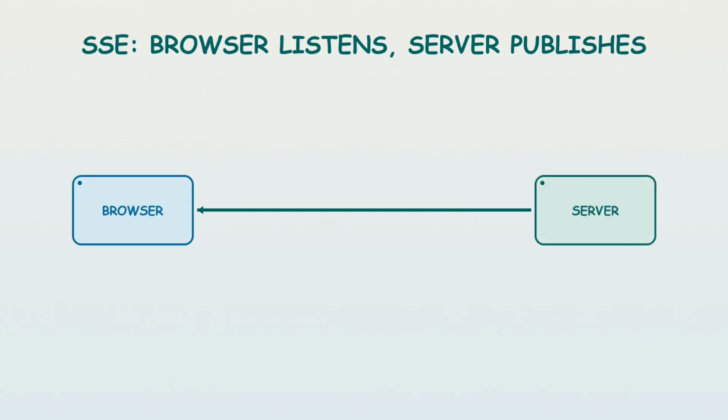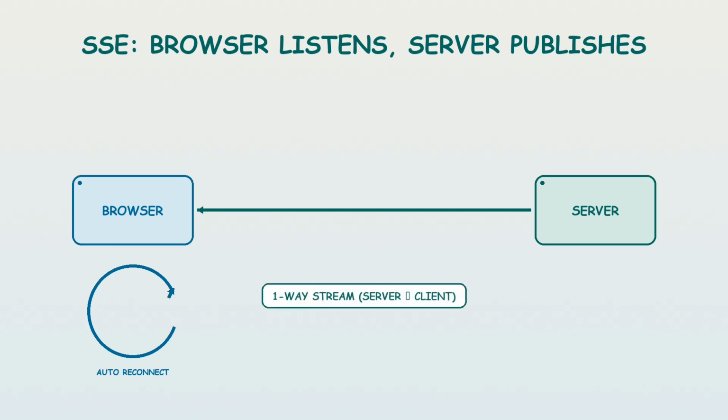Browsers provide a simple EventSource interface and can reconnect automatically if the connection drops. SSE is intentionally one-way. The client can still send ordinary HTTP requests, but the event stream itself runs from server to client. This simplicity is useful when the browser mainly needs to listen.